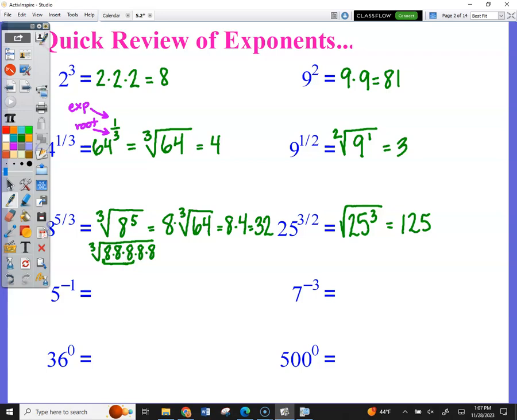So this negative 1 means take the base and the power and move it to the opposite position, right? When I say opposite position, it's over 1. So I'm going to take 5 to the 1 power, and I'm going to bring it to the bottom, which leaves nothing on top, which means there's an understood 1, and 5 to the 1 power is just 5. So it's 1/5.